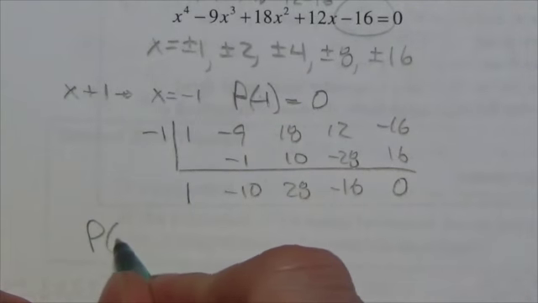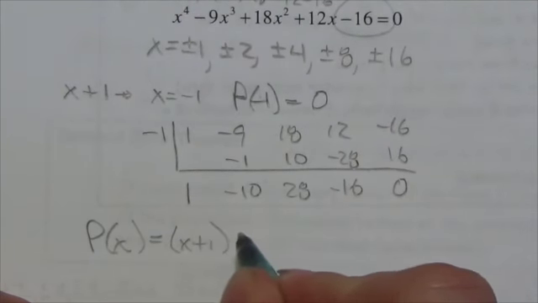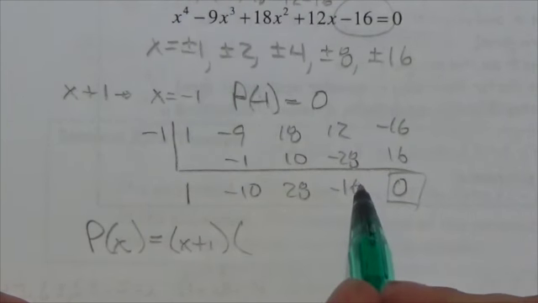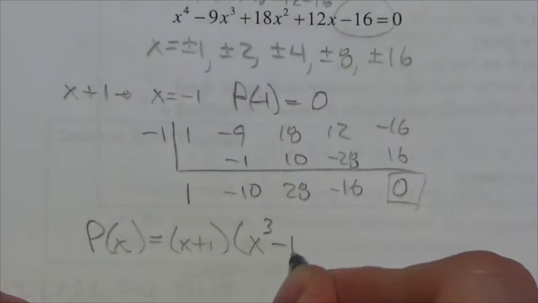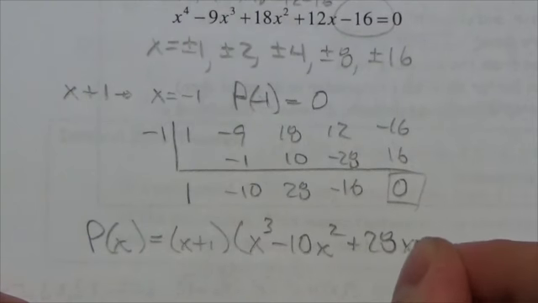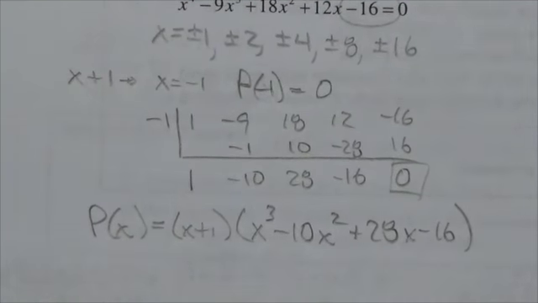Perfect. So now my polynomial is going to be x plus 1 multiplied by, well, there's my remainder. So this is going to be constant, linear, quadratic, cubic. So x cubed minus 10x squared plus 28x minus 16. Okay, well, I'm left with a cubic here.